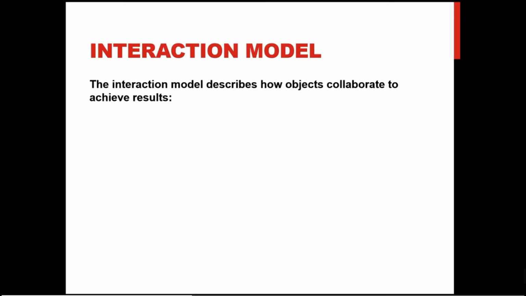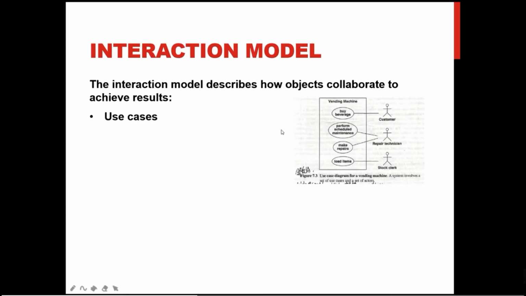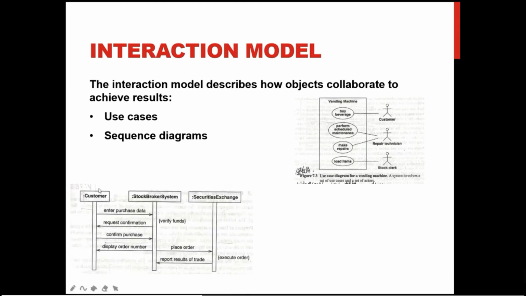The third type is the interaction model. It describes how objects collaborate to achieve results. Use case, this is use case. It divides the system into different pieces of functionality. Sequence diagram. Here, each vertical line is an actor of the system itself, and the horizontal arrow is a message transferred between different objects.